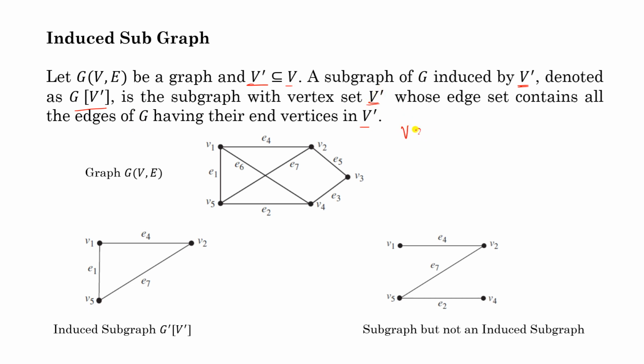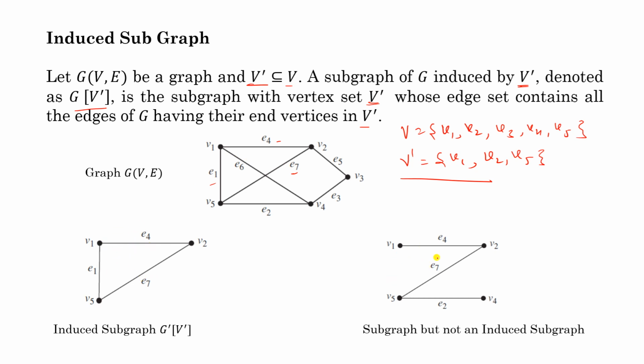For example, here V equals V1, V2, V3, V4 and V5, and suppose V' equals say V1, V2 and V5. So this is V'. You have to first select this V'. Now for the edges, look at this. You have to select all the edges of G having their end vertices in V1, V2 and V5. So here these edges are e4, e1 and e7. So this graph is a subgraph induced by V'.